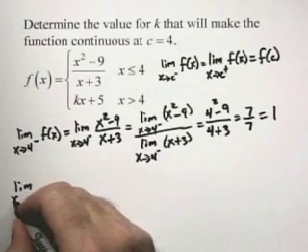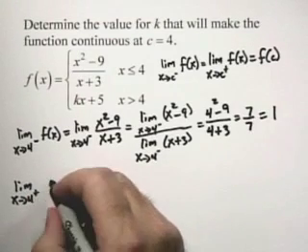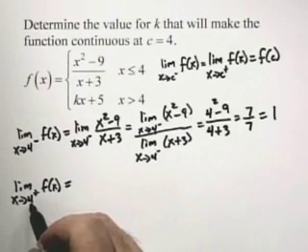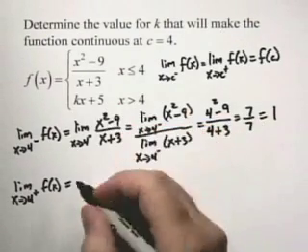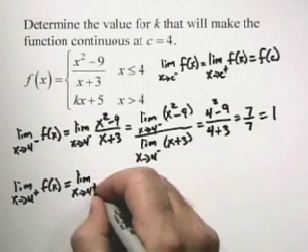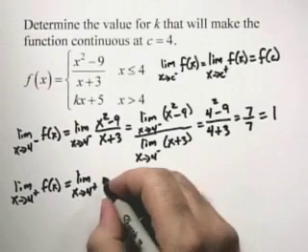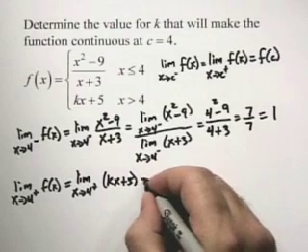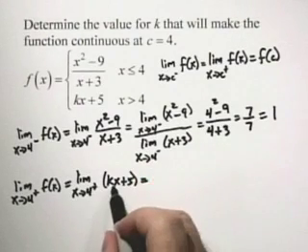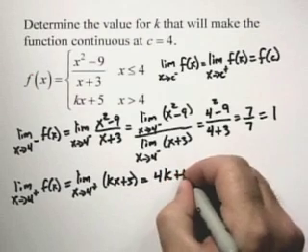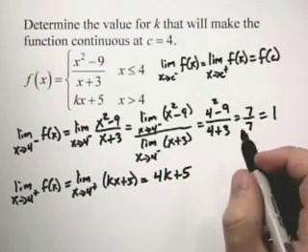Next, we'll look at the limit as x approaches 4 from the right. Here we're using values for x that are greater than 4, which means we need to use the second piece in our piecewise defined function. So we'll have the limit as x approaches 4 from the right of kx plus 5. This is a polynomial, so we'll just plug in our value for c. We'll get 4k plus 5 as the limit.